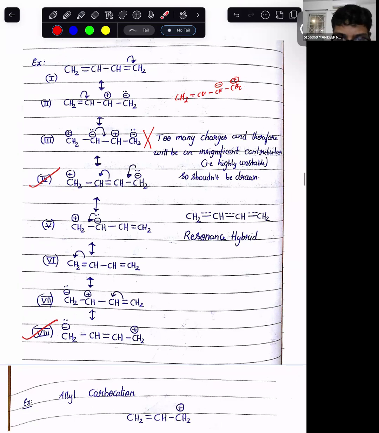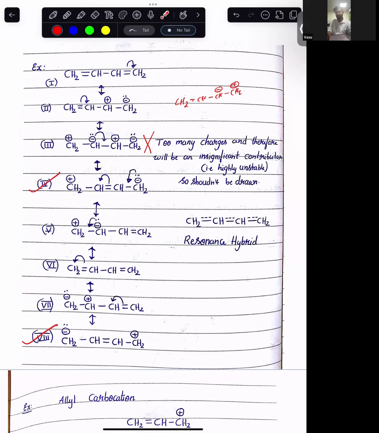Sir, I have a doubt. Yes, go ahead. In the fifth and seventh structures, both of them have equal stability, right? Both of them won't have equal stability. In fact, the seventh is more stable when compared to the fifth. But the incremental change in stability is very small. They're almost the same. Understood.